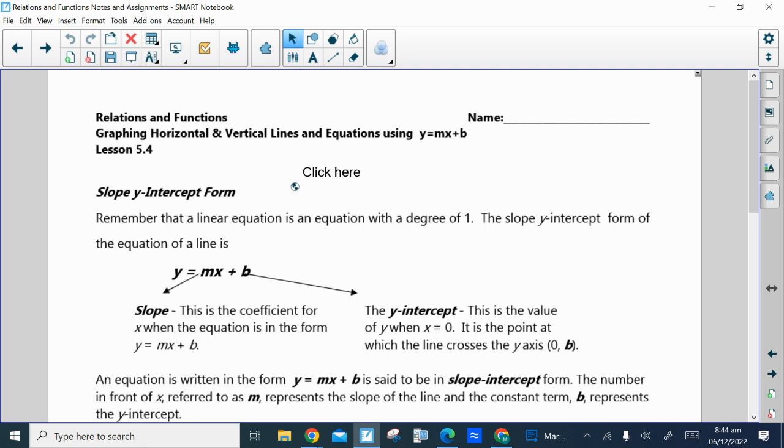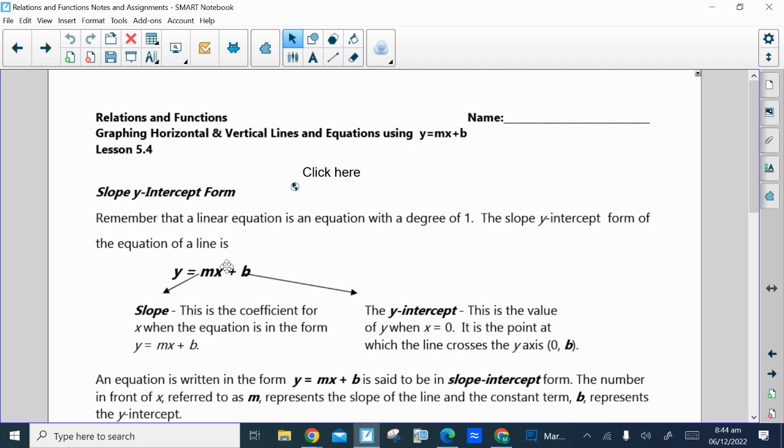It's a constant. And that number, that constant, tells you the y-intercept. It is the value of y when x equals 0. On the graph, it'll be where the line crosses the y-axis, which we call the y-intercept. It's where the graph intersects or intercepts with the y-axis. So that's what the constant term tells you.